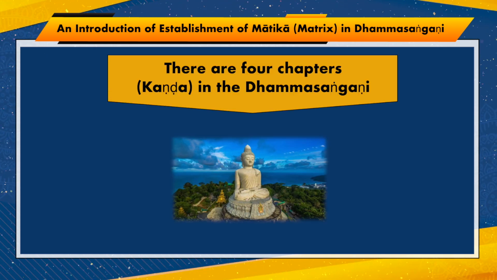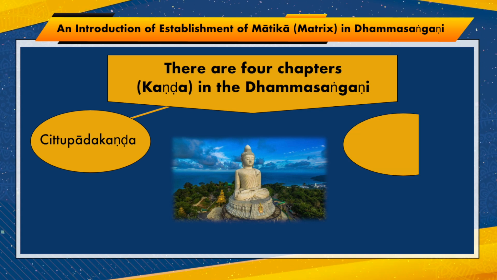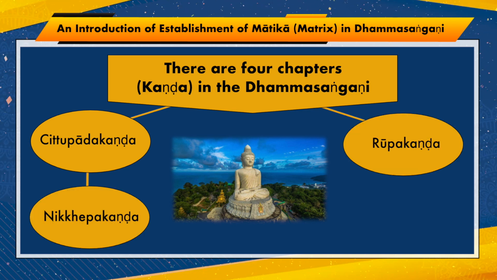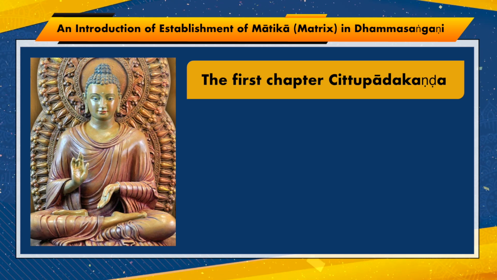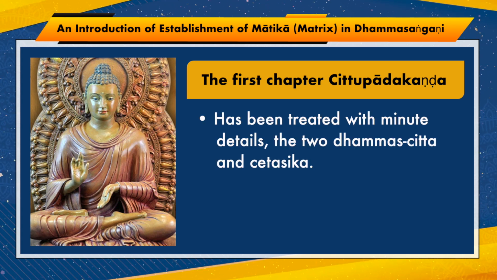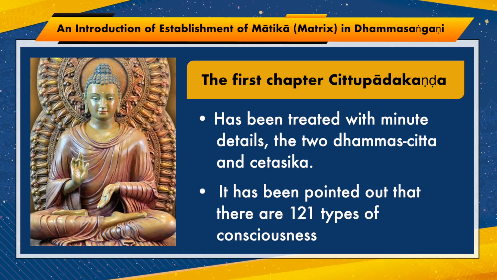There are four chapters, Kand, in the Dhammasaṅgaṇi, namely Chittupad Kand, Rupa Kand, Nikhepa Kand and Achyudvar Kand. The first chapter, Chittupad Kand, has been treated with minute details. The two Dhammas, Chit and Chetsik. First of all, it has been pointed out that there are 121 types of consciousness.